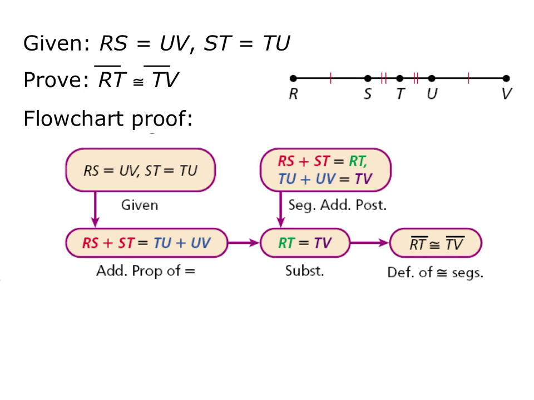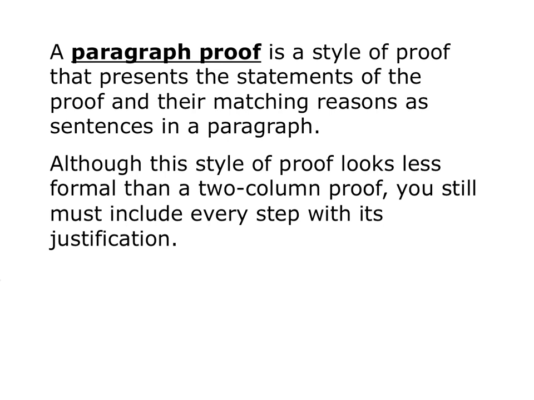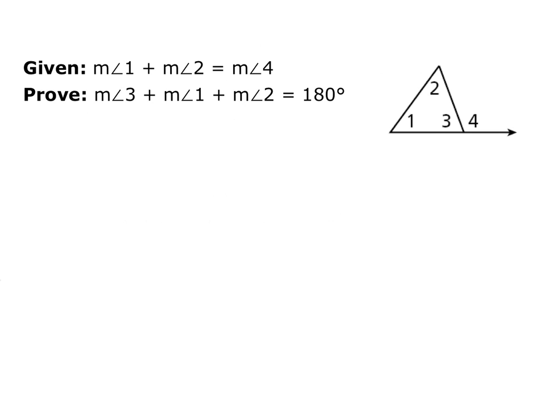Okay, let's take a look at what the last type is. The last type is a paragraph proof. A paragraph proof is gonna look more like just a written out bunch of sentences in a paragraph. It's a style of proof that presents the statements of the proof and their matching reasons as sentences in a paragraph. And this style might not look as formal as like the 2-column numbered and everything, but it has all the same facts. It's not as graphic as the flowchart, but it has all the same facts in it. So a paragraph proof, here's the one we'll do for an example.